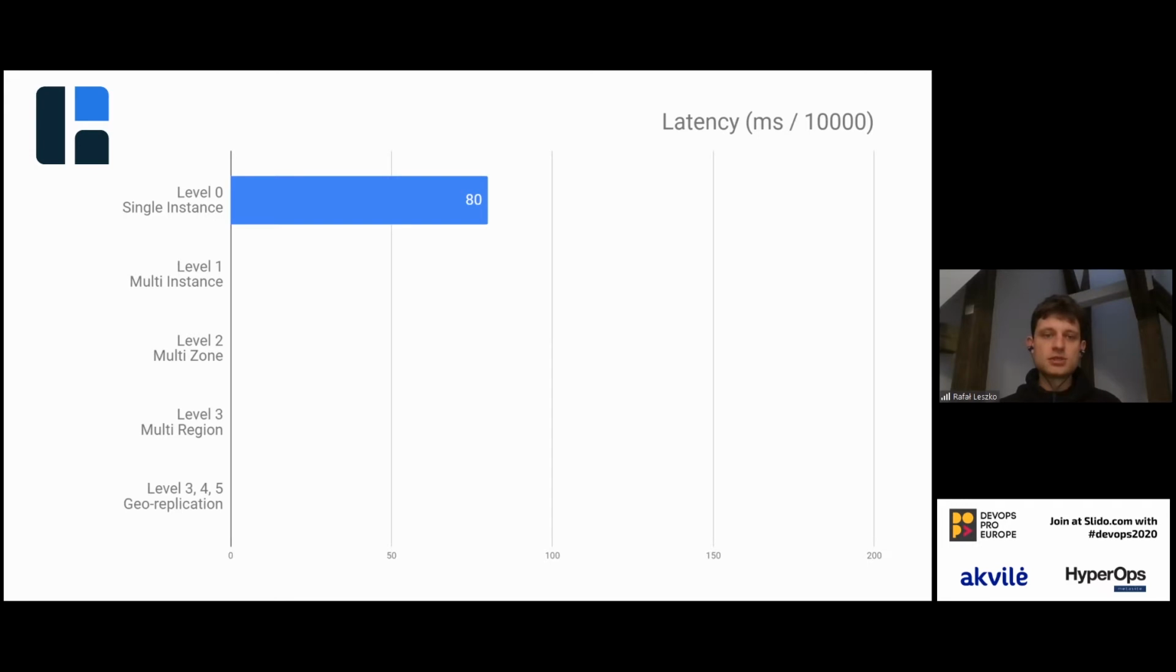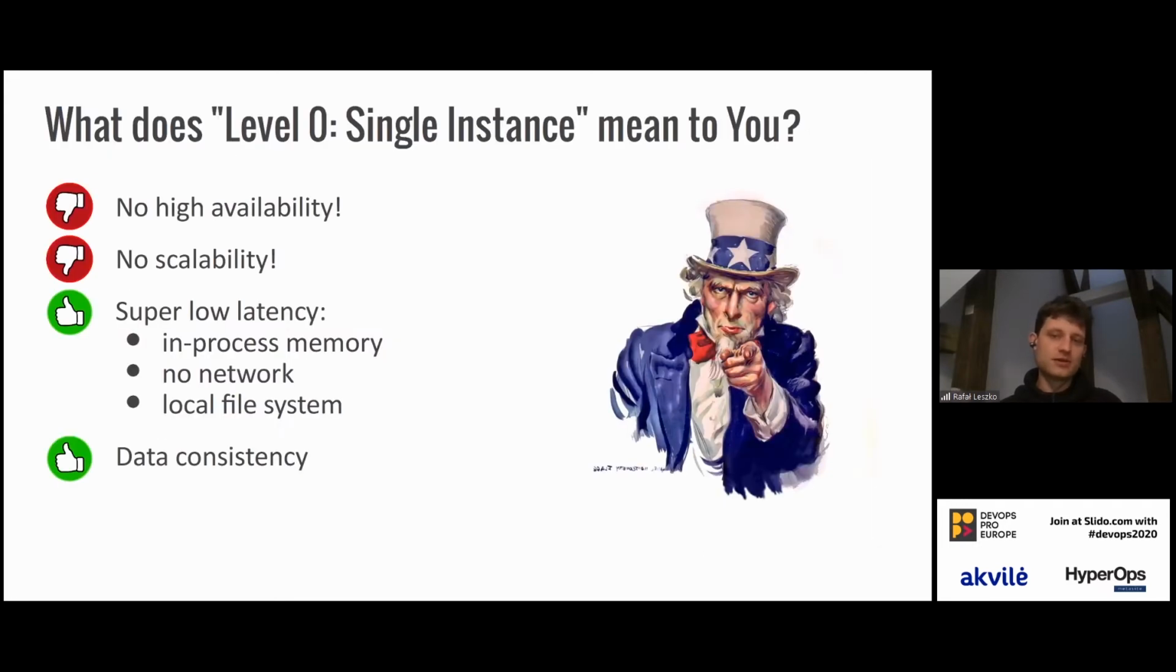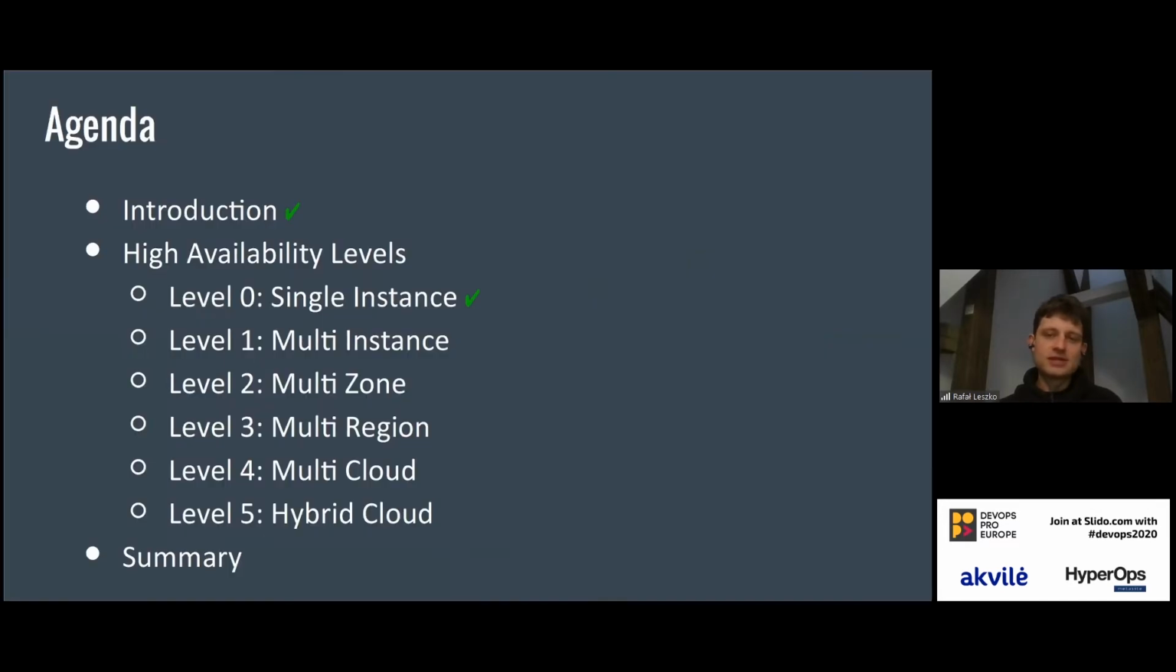So, a quick summary. If you are not highly available, then obviously your system is not scalable. But on the good side, the latency is very good, the data is always consistent, and there is no such thing as partial failures, because your system is simply not distributed. But okay, you didn't come to this talk to listen about a non-available system.